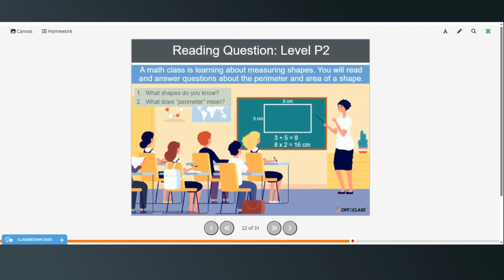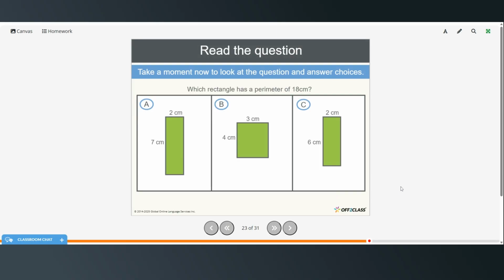A math class is learning about measuring shapes. You will read and answer questions about the perimeter and area of a shape. So think about what shapes do you know, and what does perimeter mean? Now take a moment to look at the question and answer choices. So which rectangle has a perimeter of 18 centimeters?